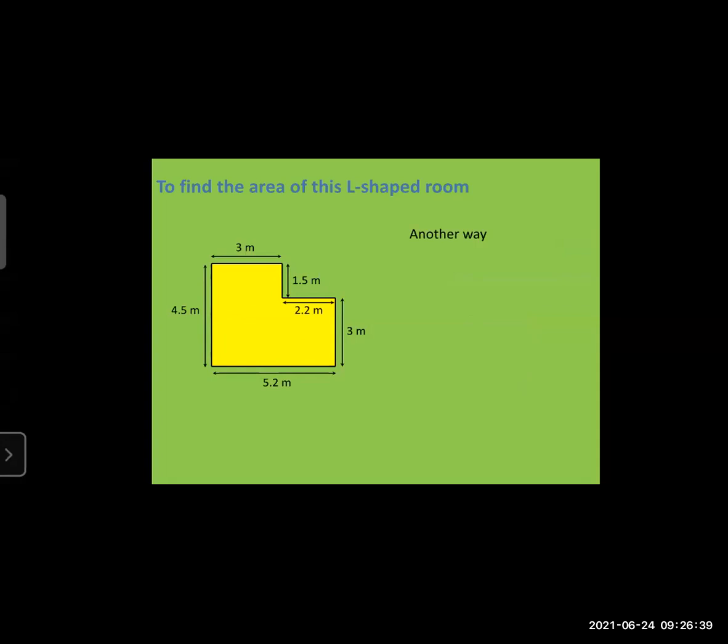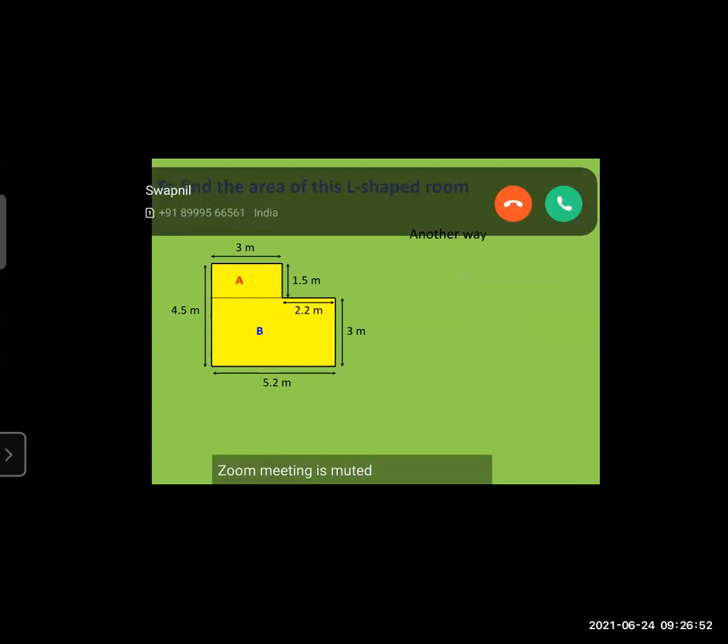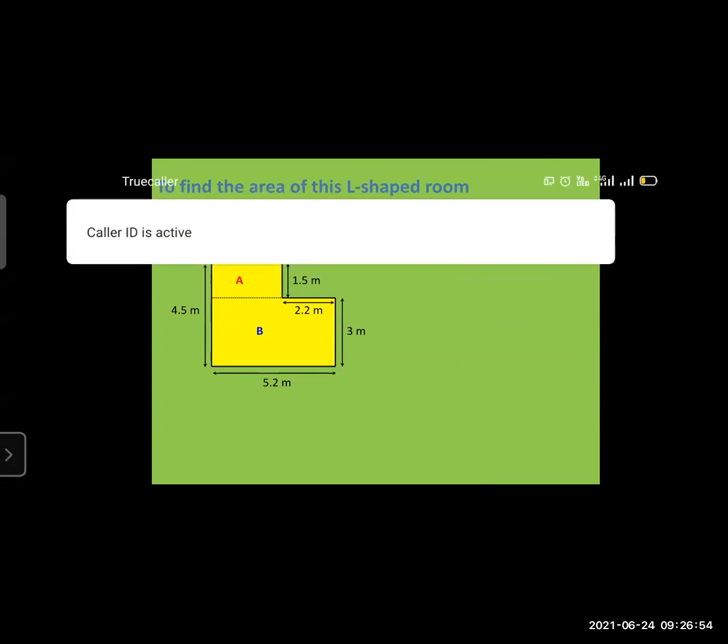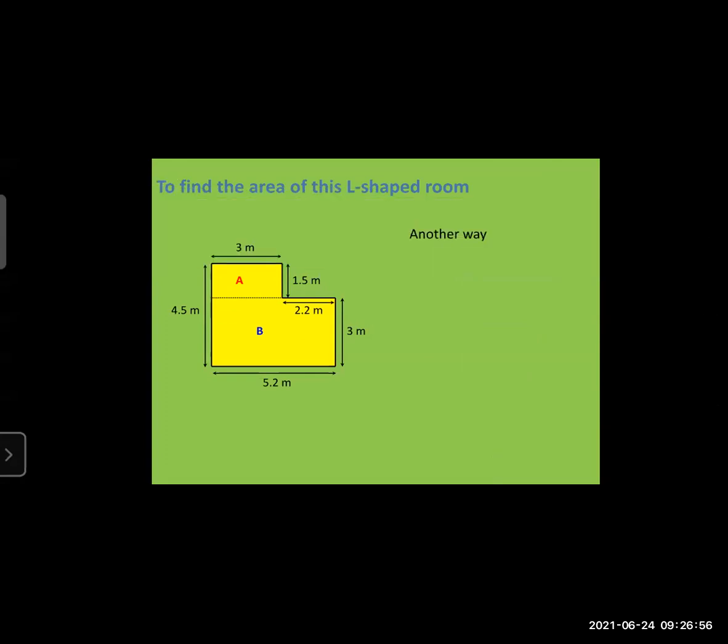In another way, we can also find the area. Again, we divide it horizontally. Previously, we divided the shape horizontally. Then we get two figures, A and B. First, we find the area of the first figure, that is A. Then again, we find the area of the B figure, then add both.